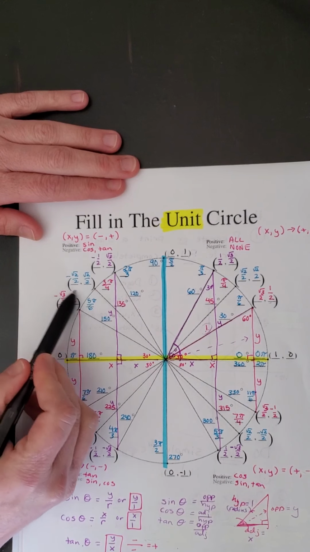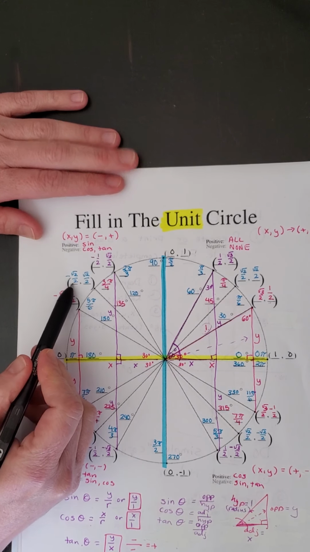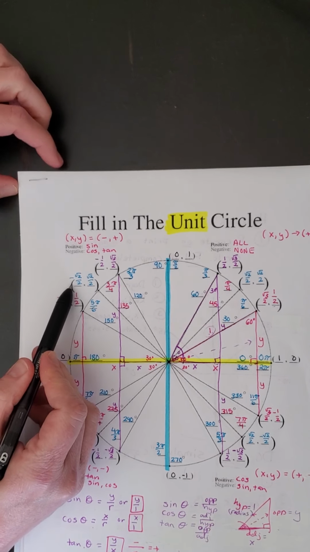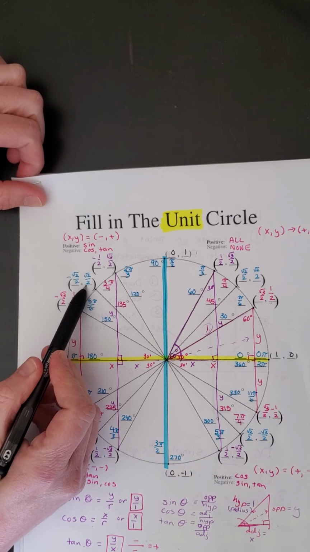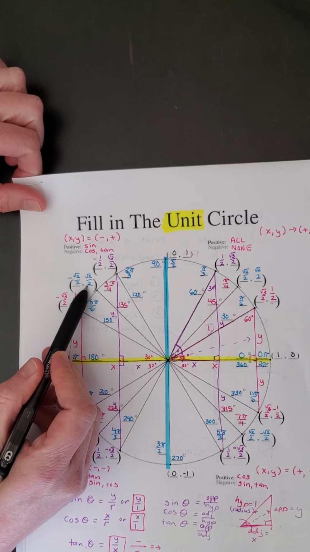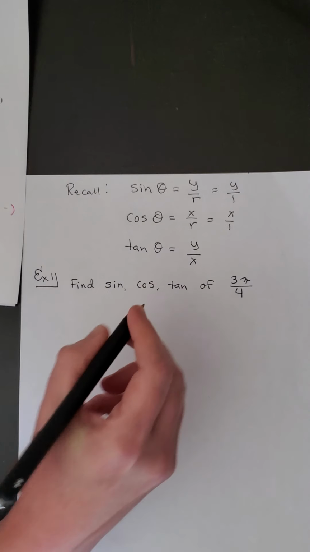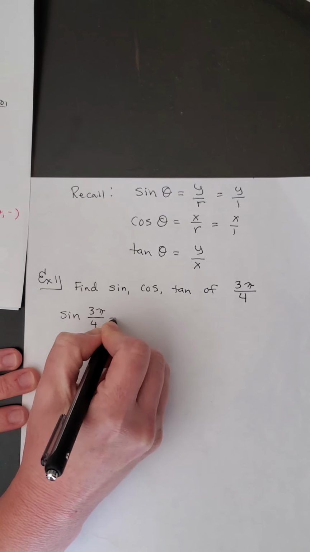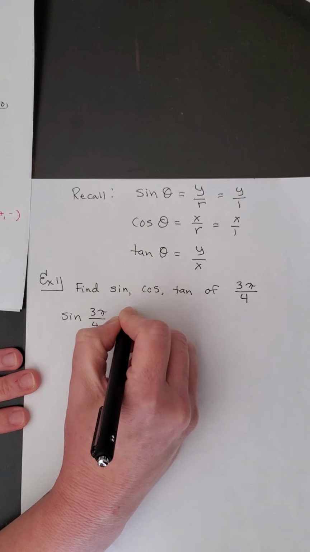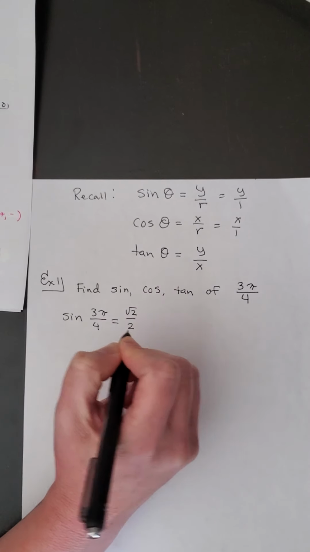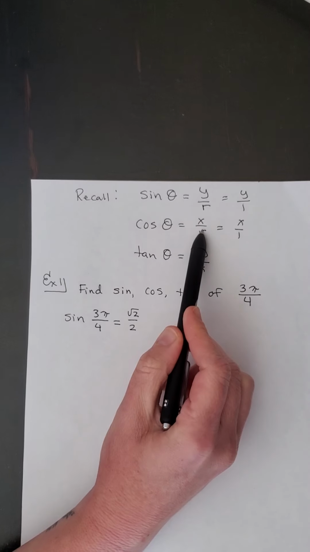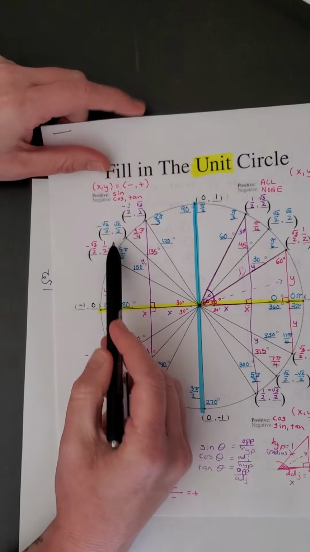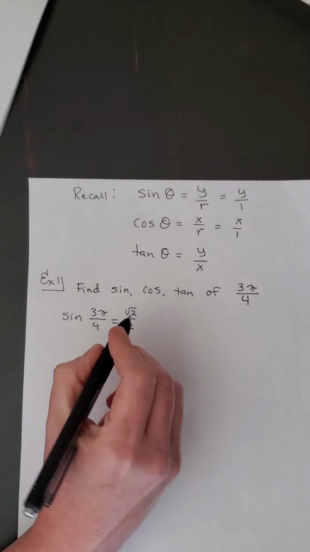It corresponds to this value right here. And so sine will be our y value over 1, which will be square root 2 over 2. So sine 3 pi over 4 is square root 2 over 2. And then cosine will be my x value, x over 1, which is negative square root 2 over 2.